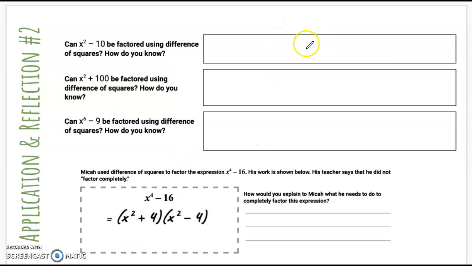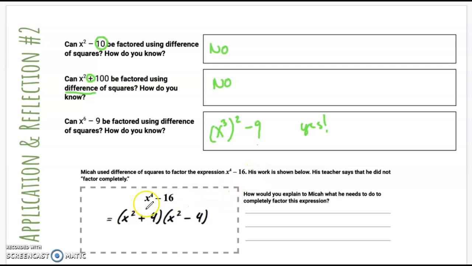Same deal on this slide. Can x squared minus 10 be factored using a difference of squares? No, because 10 is not a perfect square. X squared plus 100, can that be factored using difference of squares? No, because it's not a subtraction problem. And x to the 6th minus 9, can it be factored using difference of squares? Let's see here. X to the 6th could be written as x cubed squared minus 9, so yes, now we have a difference of two perfect squares.